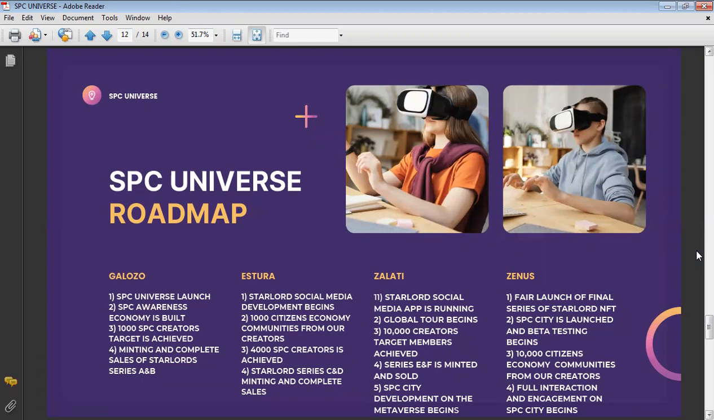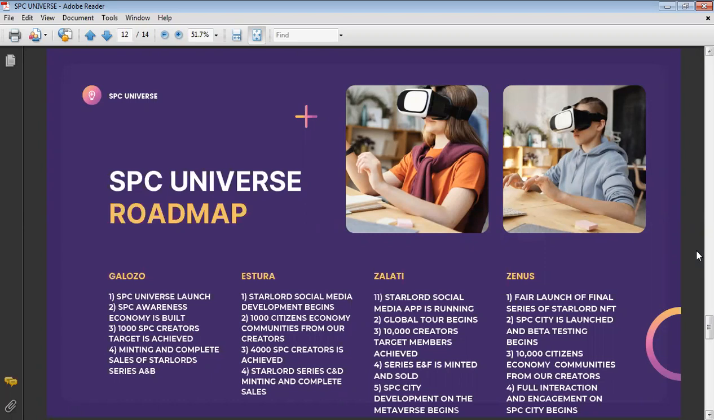In Zalati, we have the Starlord social media app now running. Then we have the global tour will begin, where we intend to cover the whole 100 countries in the world. That's why we call it the global tour. All our creators, our communities, everyone in every location will start pioneering something massive and big.